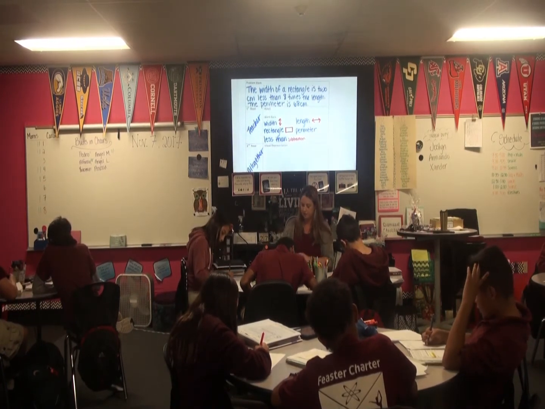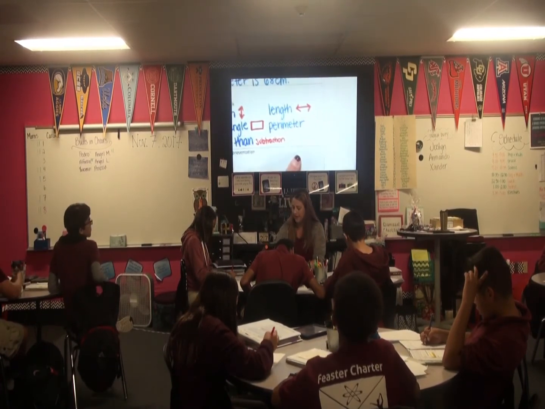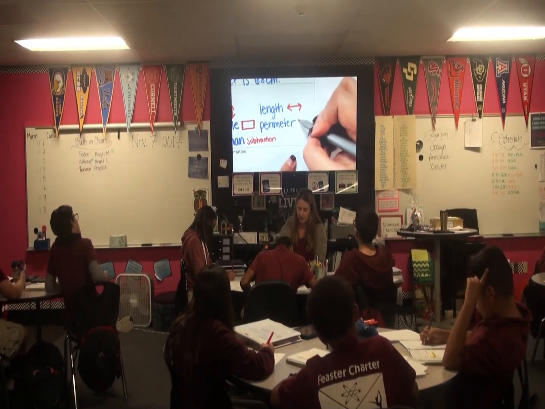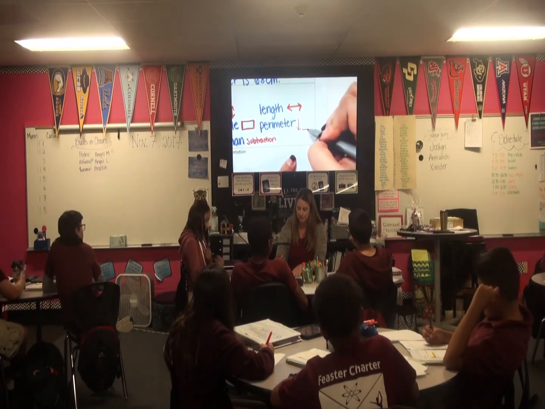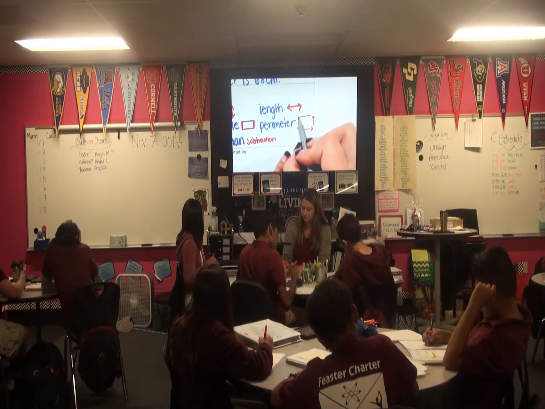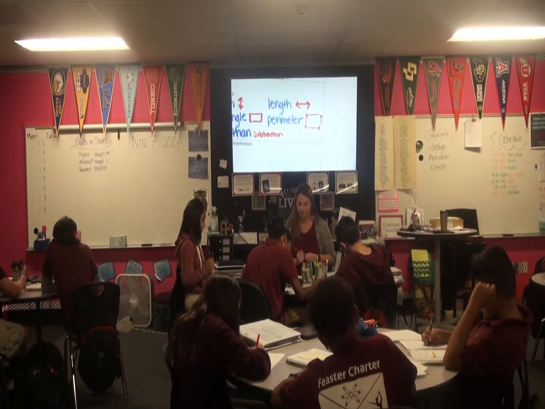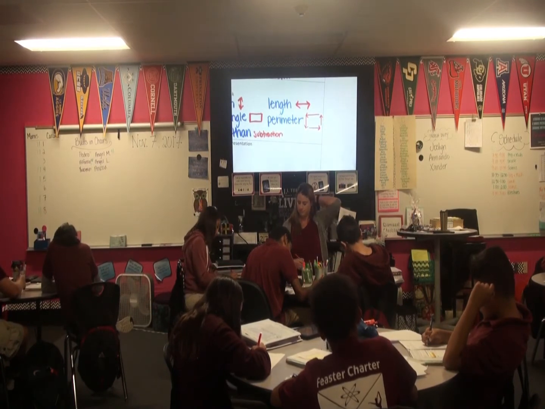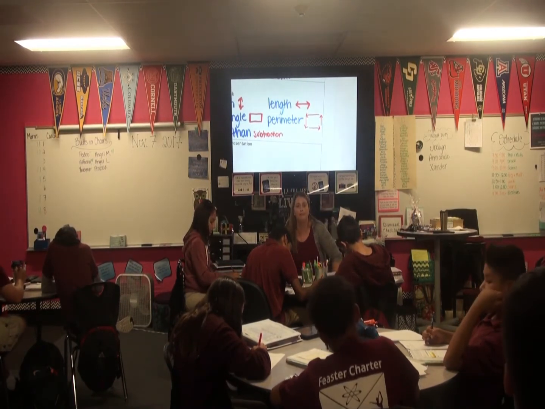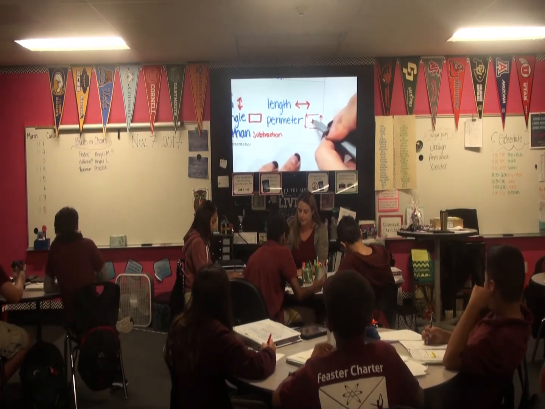And perimeter? Outside. It's the outside. So let's draw an arrow measuring around the outside, taking all the outside measurements and adding those together. That's perimeter. I'm going to put an adding sign in the middle. Beautiful. I like it. Additive.